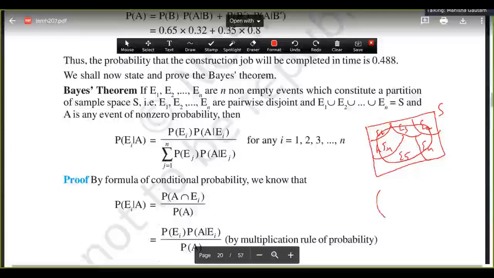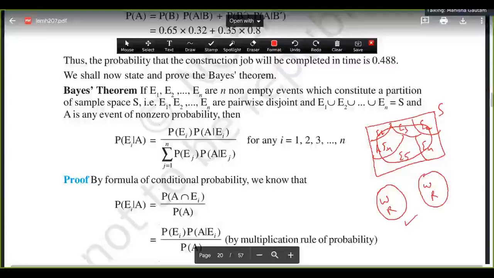Like this, suppose there are two bags, the two partitions of the sample space. Balls are there, white and red, and you know the probability of picking a red ball from the first bag or the second bag. Now you know the probability of getting a red ball. You have to find the probability that the red ball was drawn from the first bag, or maybe from the second bag. This is what you have to calculate.